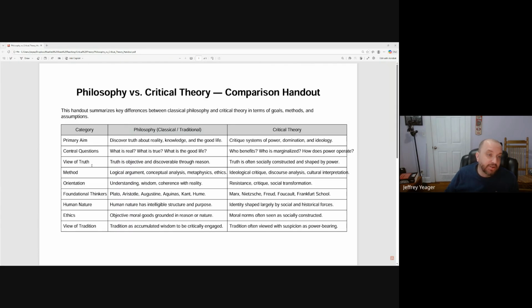That's the natural law. Compare that to critical theory that suggests that truth is often socially constructed and shaped by power. So again, it's more of a cynical view. There is no objective truth. Truth is socially constructed. So it might be there's social constructions, as we'll find out, about all kinds of things, about gender, about race, about all these different ways that people mark themselves.